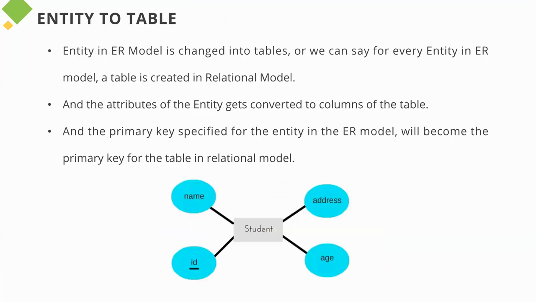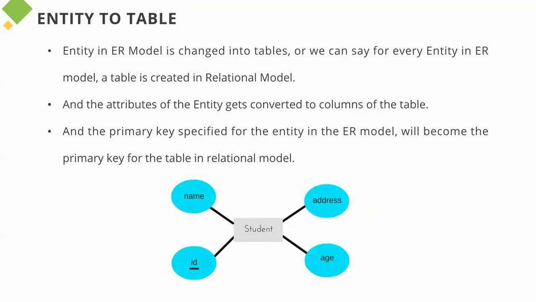Okay. And how do we convert an entity to a table? We know an entity in the ER model is completely changed to a table, and the attributes of the entity are converted into columns, and the specified primary key will become the primary key. I have an ER model with student, name, ID, address, age. If I need to convert this ER model to a table, how can you write it?